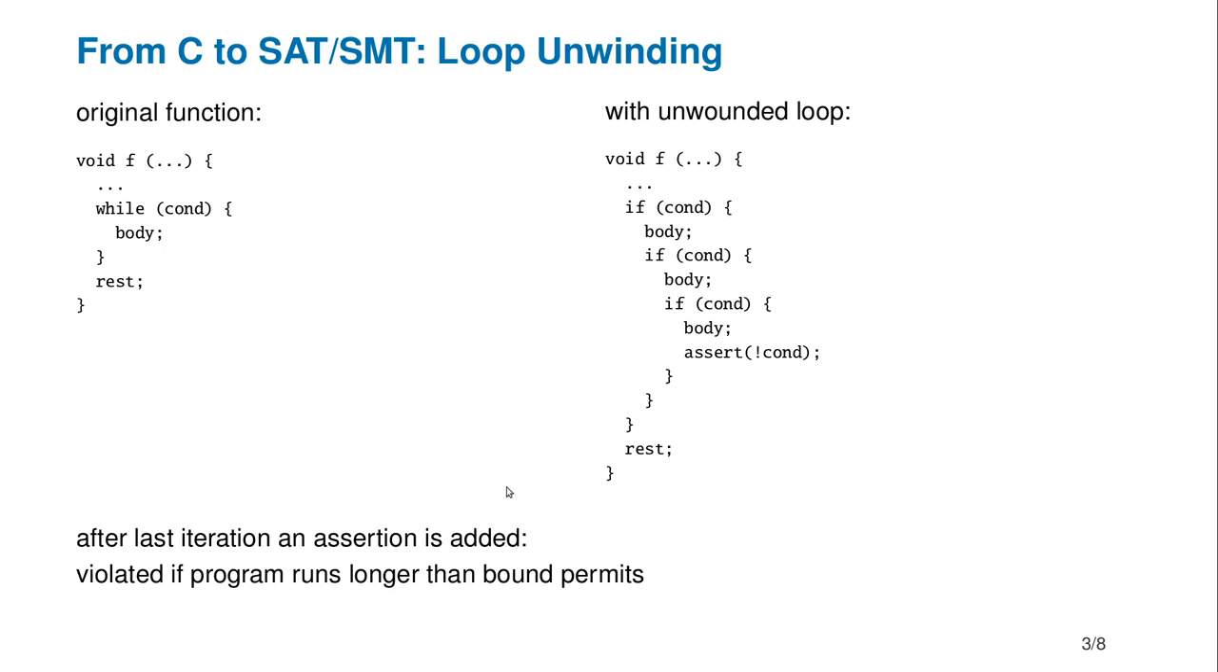Okay, so here we have some function which contains a while loop and then some rest afterwards, and we say we will copy it 3 times. So we have here the condition and the body, and as long as the condition is true, the body will be executed, and we copy it here now 3 times. So if the condition holds, then the body is executed. Then again, if the condition still holds, the body is executed. And again, if the condition holds, the body is executed. And in the last if statement, we include this assertion where we say assert not condition. And if we reach this assertion, then this gives us an error.